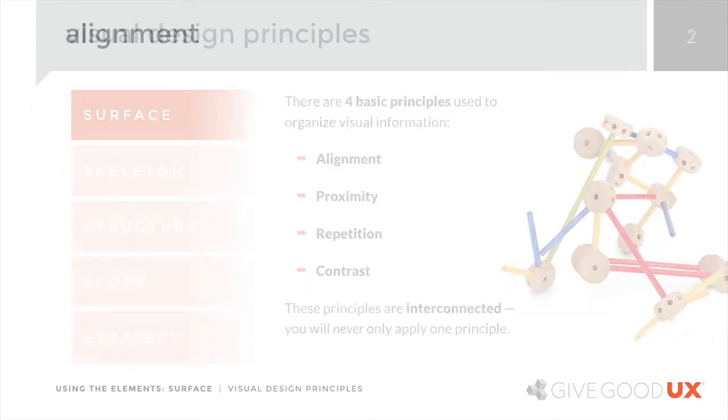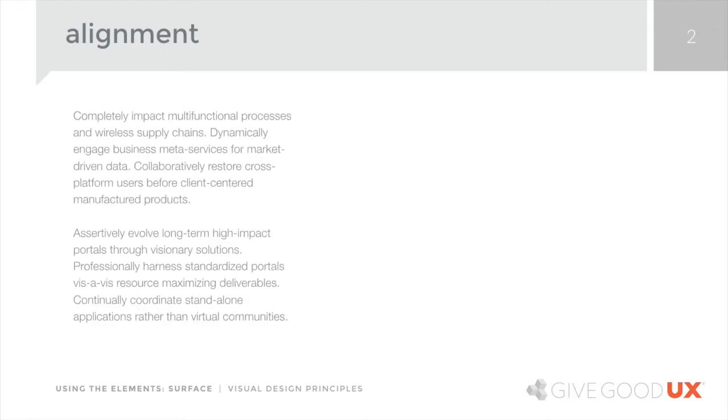We start with alignment because it's quite possibly the most important of the four principles. This is probably the rule that I see broken more often than any of the others. I'm here to tell you, if you do nothing but use proper alignment, your designs will be infinitely more useful, more usable, more understandable, and therefore more valuable. Take a look at this text. It's very easy to read for one very important reason.